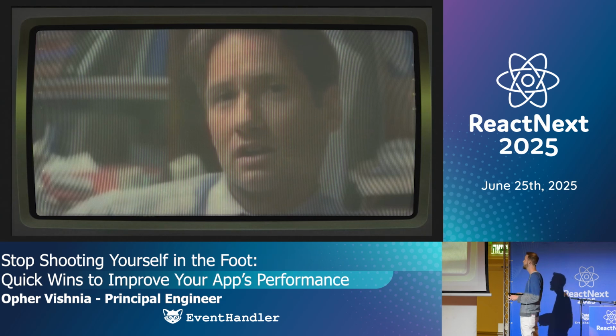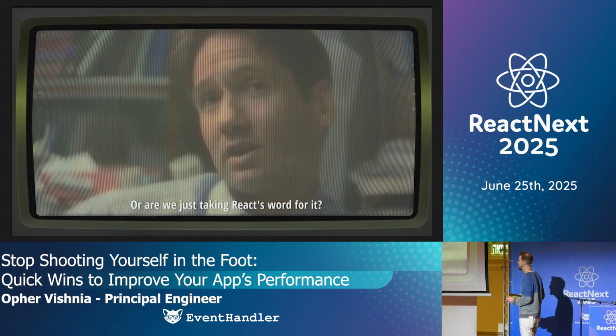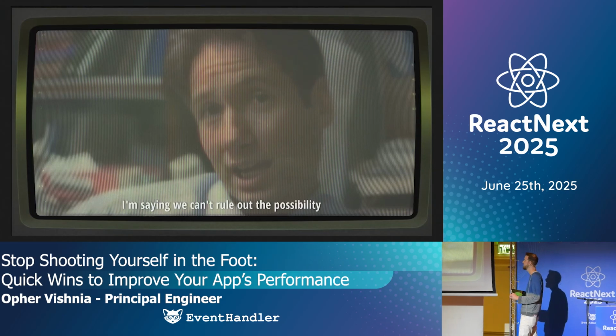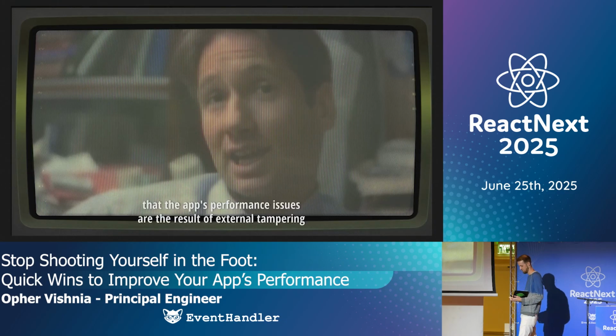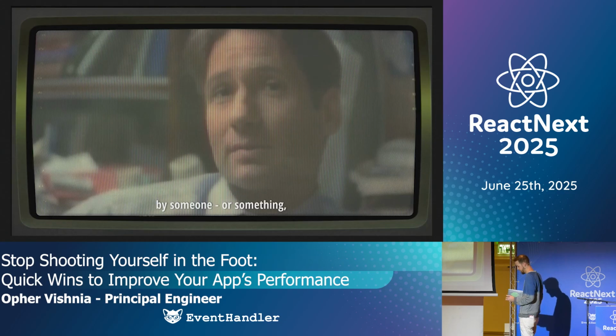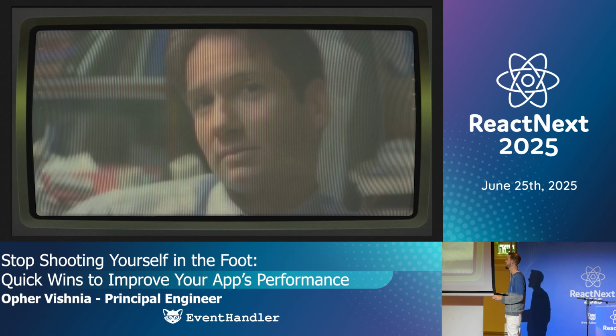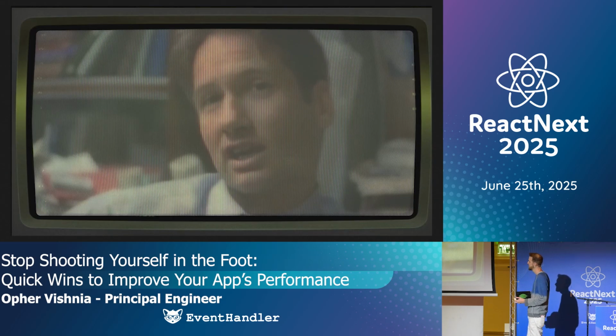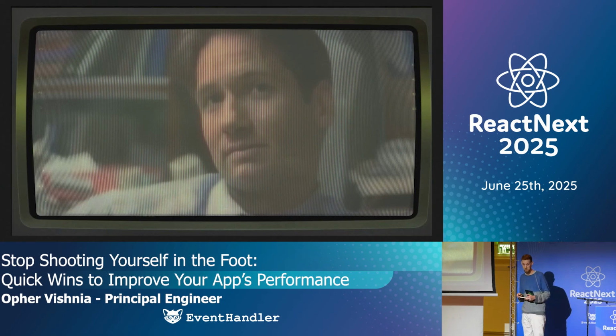Think about it. Have you ever actually seen a virtual DOM? Or are we just taking React's word for it? Wait, are you saying that the virtual DOM doesn't exist? I'm saying we can't rule out the possibility that the app's performance issues are the result of external tampering by someone or something that didn't want this app to succeed. Okay, Detective Mulder, I think we've heard enough. You need to look beyond the DevTools profiler. There's a bigger picture here. Yeah, I'll keep that in mind.